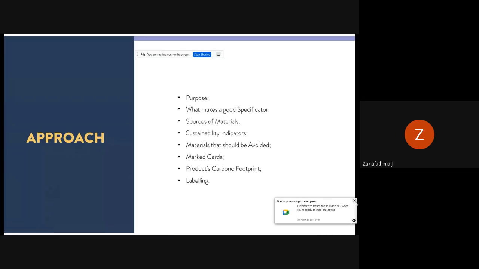Okay. So we spoke about the approaches for specification of materials. We will go through it first. We will talk about what the purpose of specification is, what makes it a good specification, source of material, sustainability indicator, material that should be avoided, mark cards, reduce carbon footprint, and the labeling.